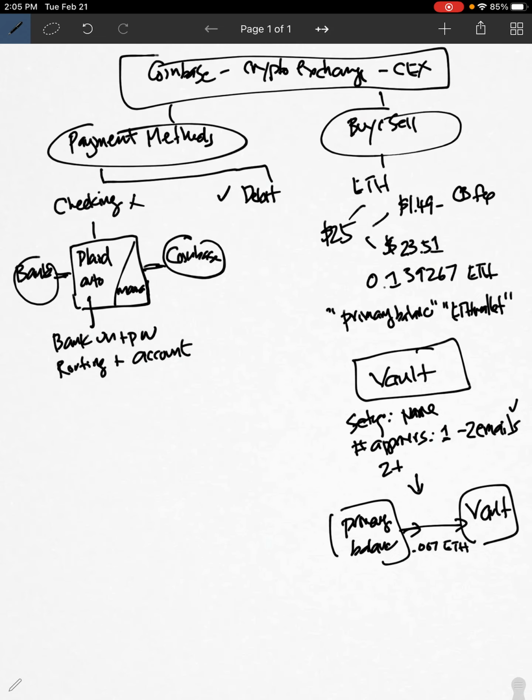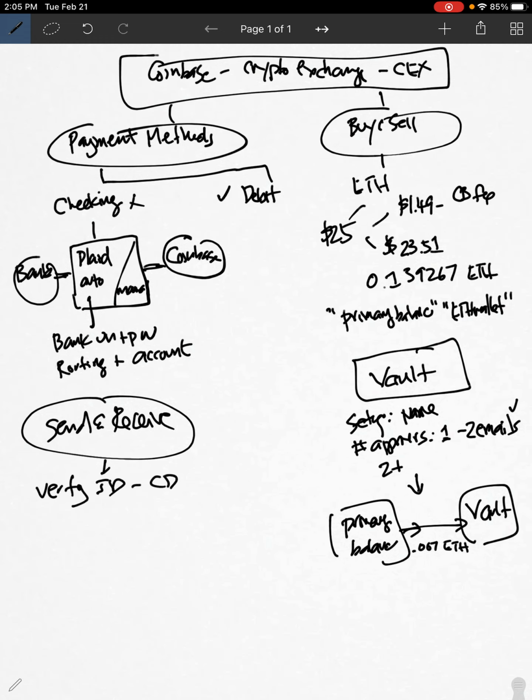Okay, so once I have the primary balance account set up, once I even have a vault, then eventually I want to be able to send and receive. Now this is where it gets a little bit more steps involved. So to send and receive, first it needs to verify ID, and so it needs your California driver's license front and back. And then number 2, it needs for you to take a selfie with the laptop you're on. Okay, and once you're past that, then you're able to send and receive.